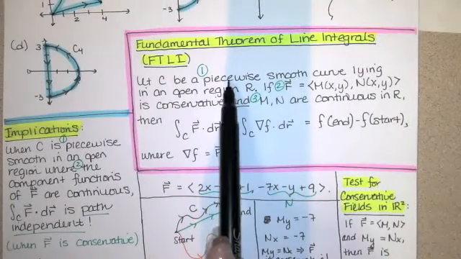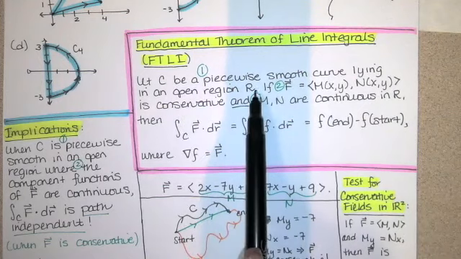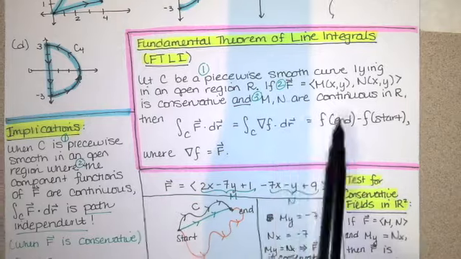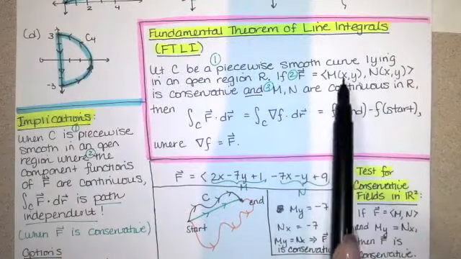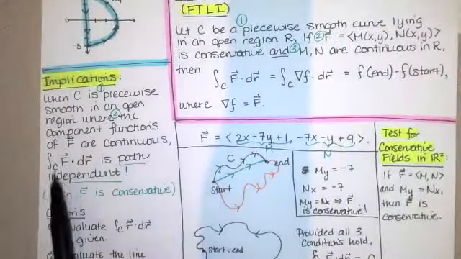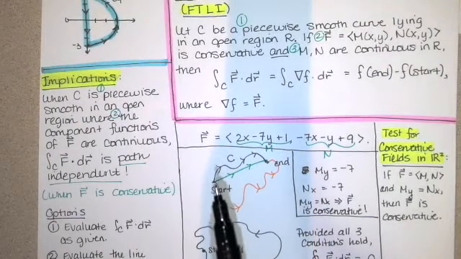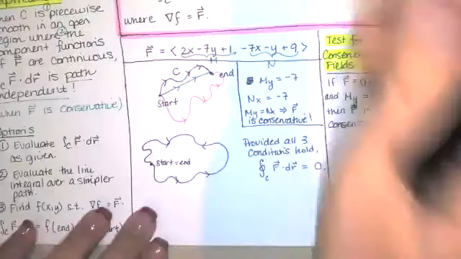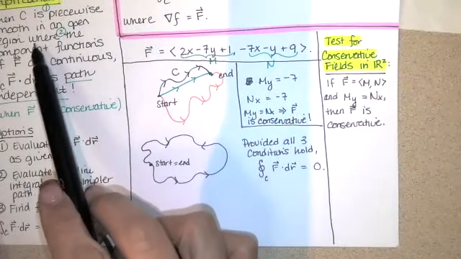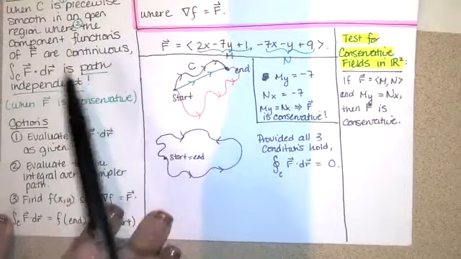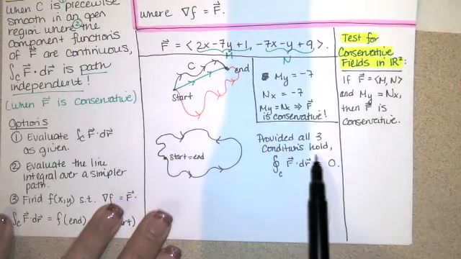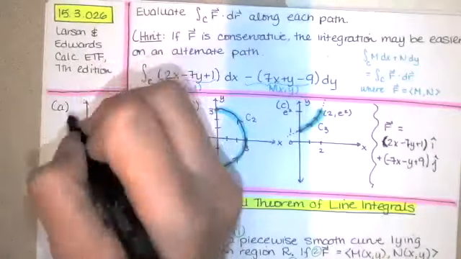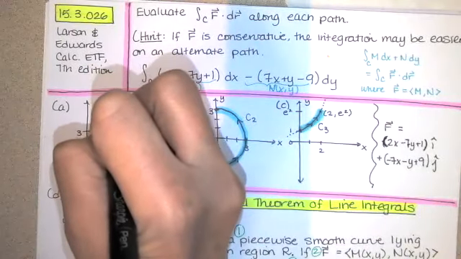So that piecewise smooth curve is lying in the entire xy plane, where our component functions are continuous, and our field is conservative. So we get all of the conclusions of the fundamental theorem of line integrals, as well as all the implications of that theorem, which includes this implication. Since our curve is piecewise smooth in a region where our component functions are continuous and f is conservative, the line integral over a closed path is going to be 0. So for A, we have the line integral over C1.